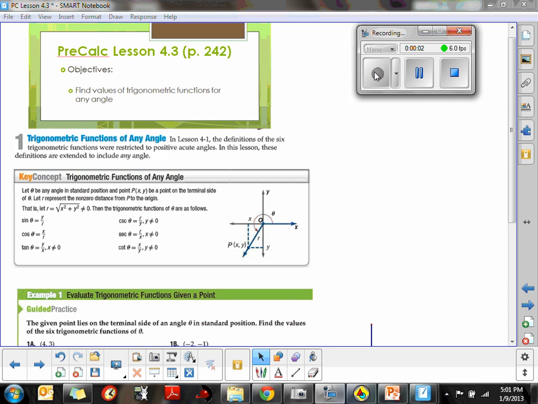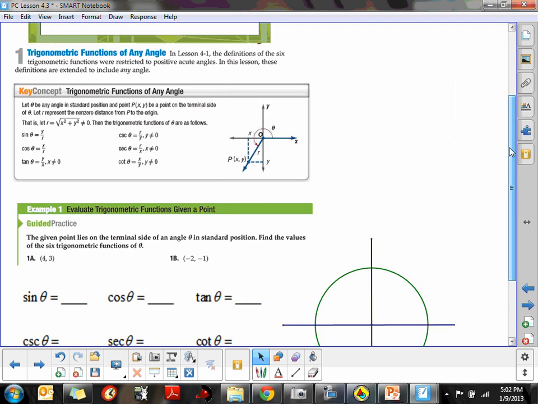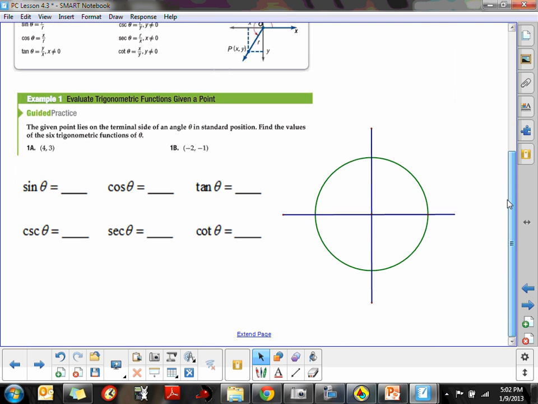I spent a lot of time and effort in the first videos to try to get you to understand the concepts behind what they're getting you to do. Now I'm going to go through the specific examples that they are showing you and giving you some practice at applying these concepts. So the first one is: the given point lies on the terminal side of an angle theta in standard position. Find the values of the 6 trigonometric functions of theta.